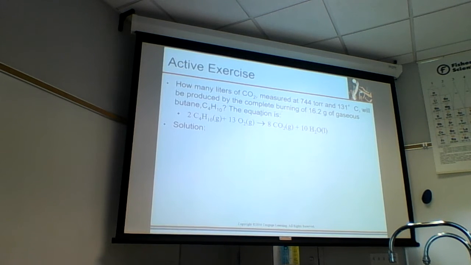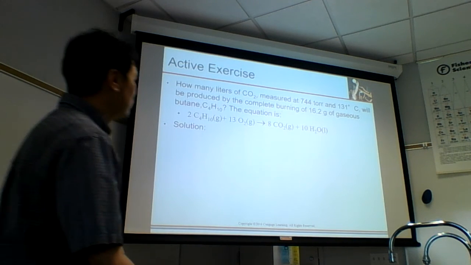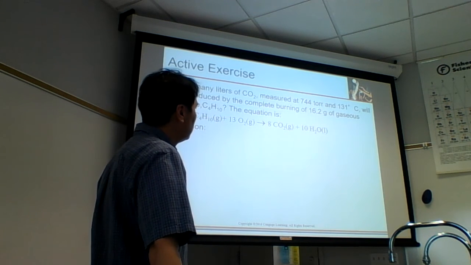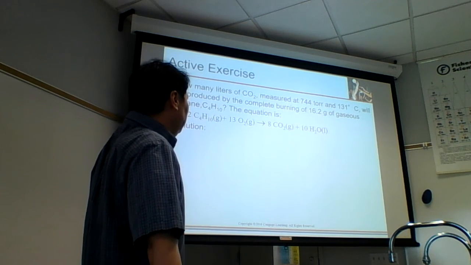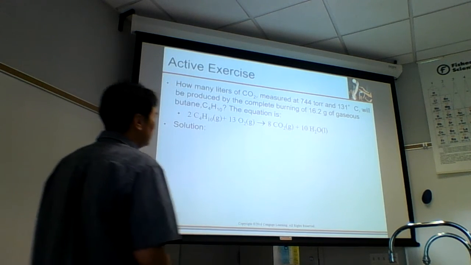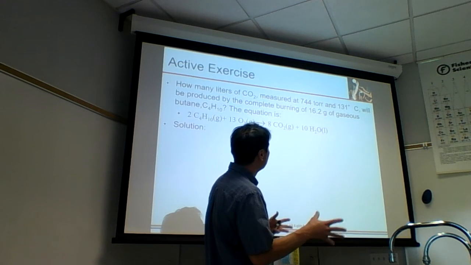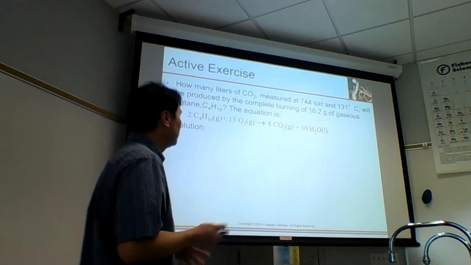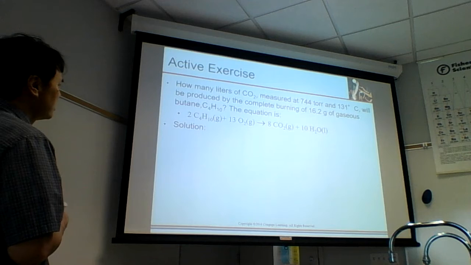All right, how many liters of CO2 measured at 744 torr, 131 degrees C will be produced by the complete burning of 16.2 grams of gaseous butane? That's the equation there. In this case, we're not at standard temperature, we're not at room temperature, and we're not at standard pressure. In fact, the molar volume is going to be quite big because the pressure is lower than normal pressure, and the temperature is greater. The lower pressure means gases expand, higher temperatures mean gases expand.